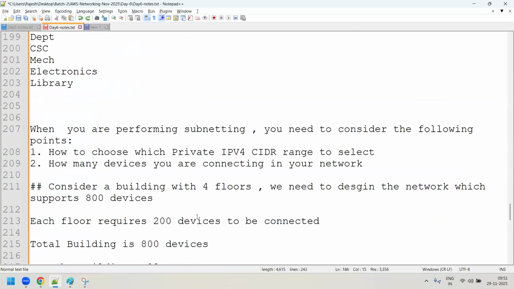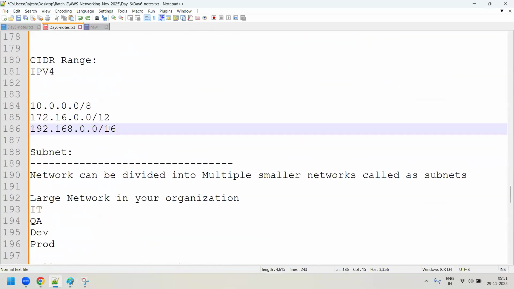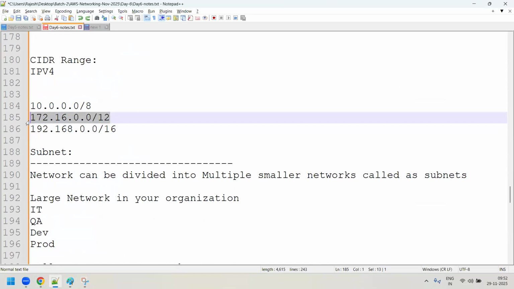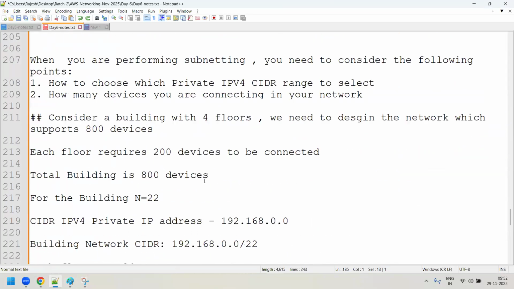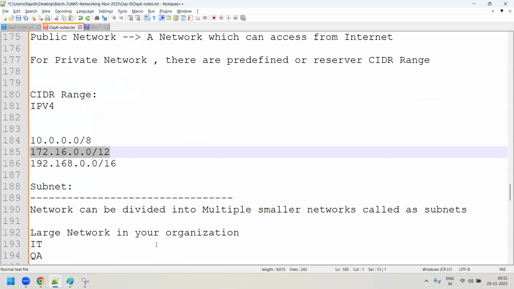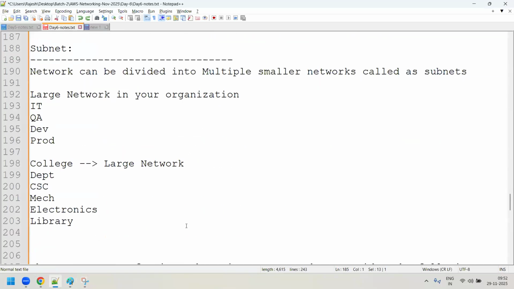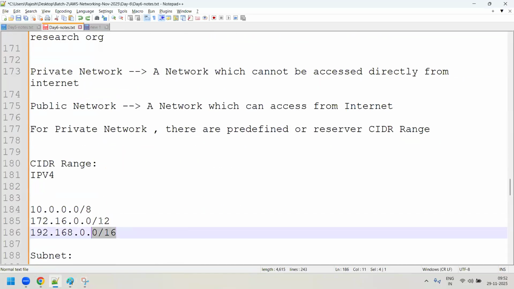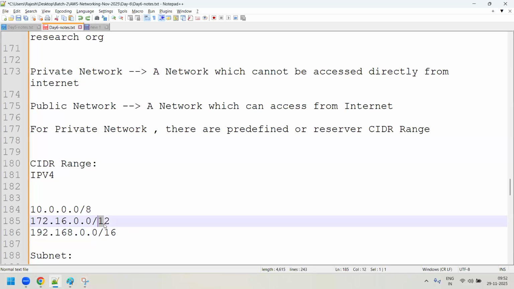Whatever the capital N value you are getting, the value should be less than that. If it is more than that, don't consider it. Whichever is less, consider that IPv4 range. In our case it is 22. Is there any value which is less than 22? All these values are less than 22 only, right? So you can choose any one of these.